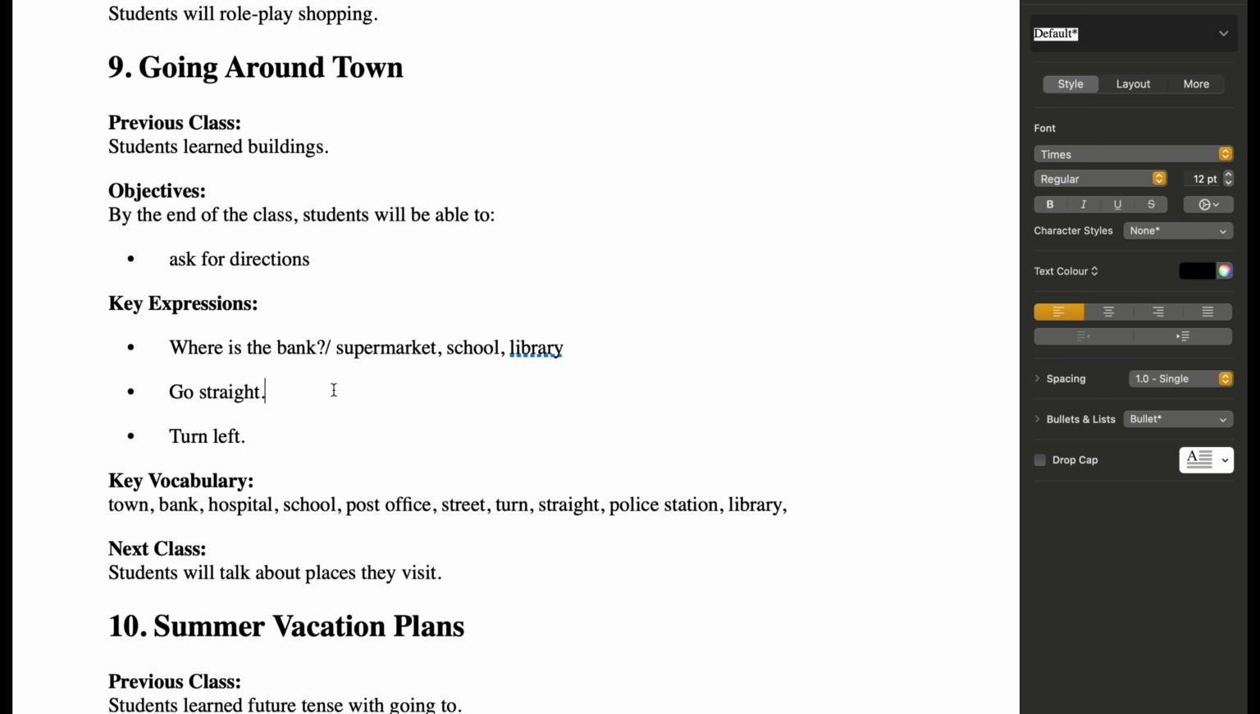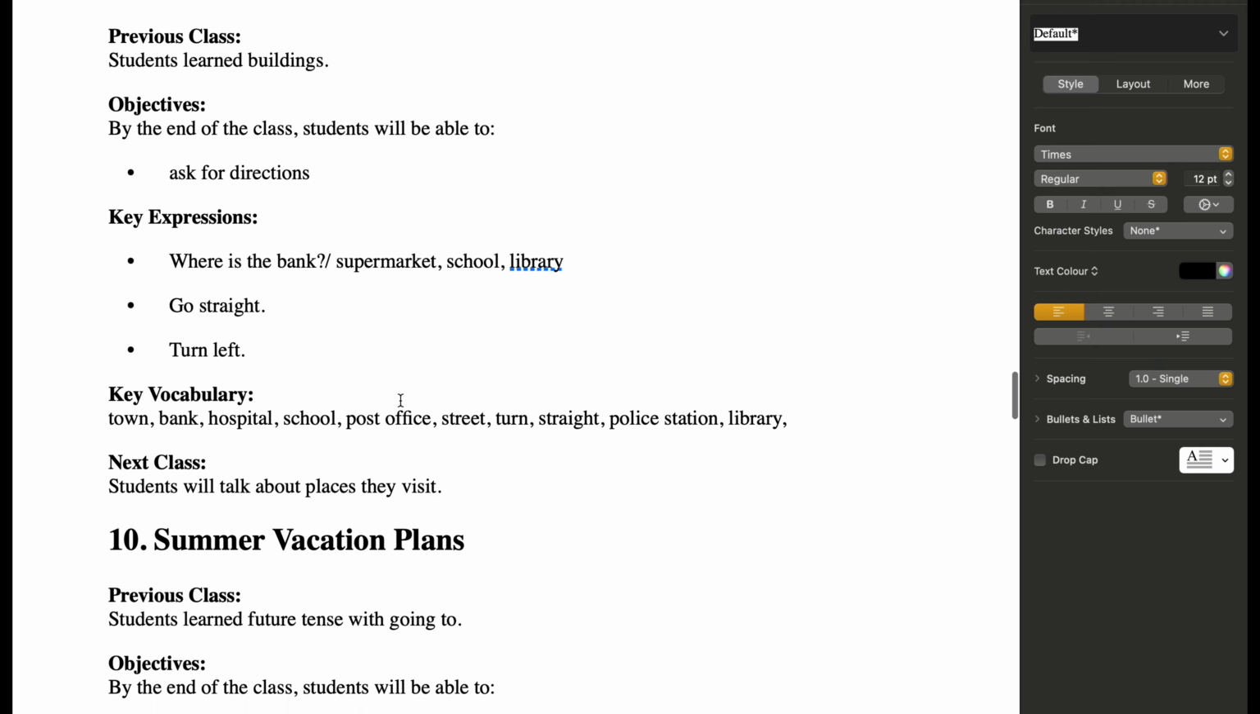Go straight. So maybe they are in Seoul and a foreigner is like, hi, do you know where a supermarket is? The kid can easily give them an answer. Go straight 2 blocks. Maybe if a town was divided into blocks. Go straight 2 blocks and turn right. You'll see it. Blah, blah, blah. So we have different words: town, hospital, school, post office, turn, right, straight, police station, library. You can add more if you want to.